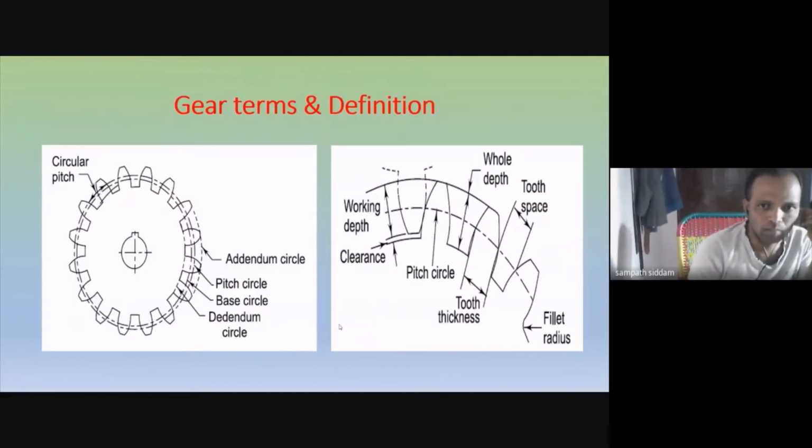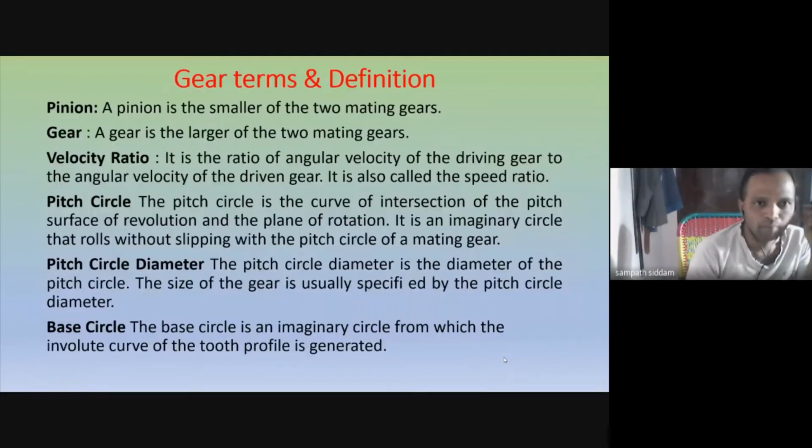So the circle in the center, which we call the pitch circle, is an imaginary circle drawn for a gear. And next is the pitch circle diameter. The diameter of this circle we generally call the pitch circle diameter.